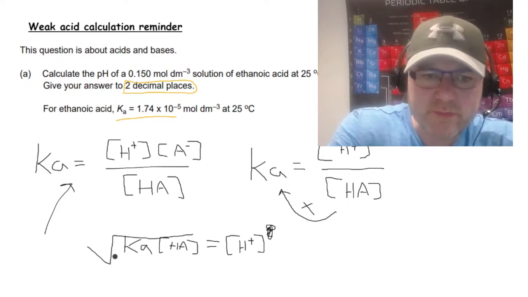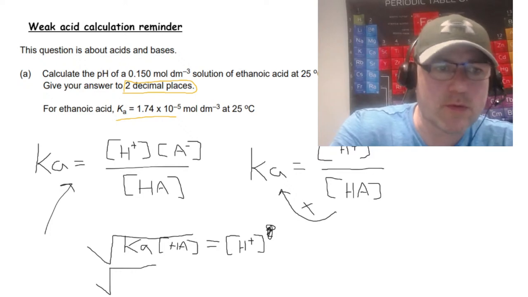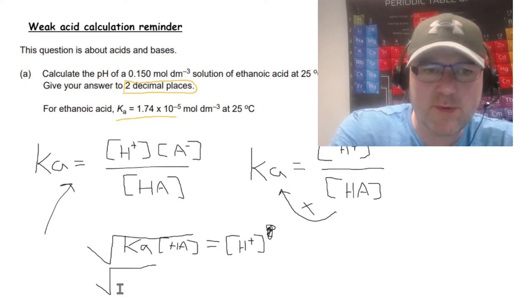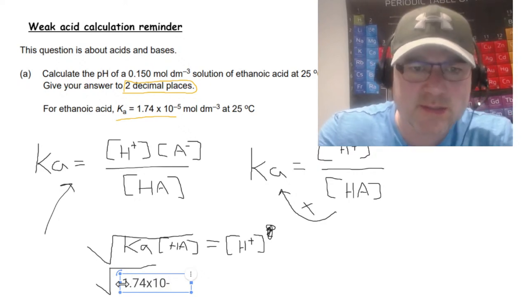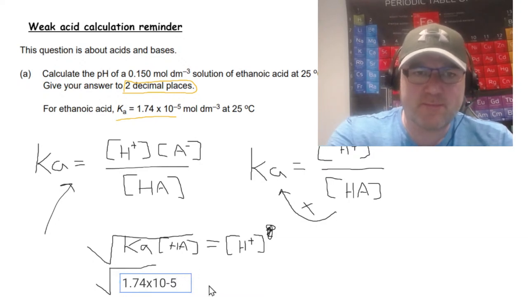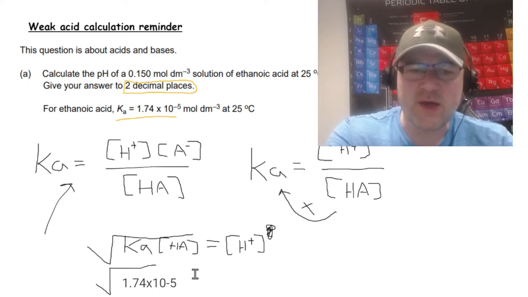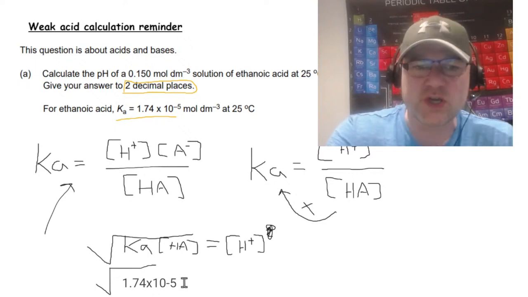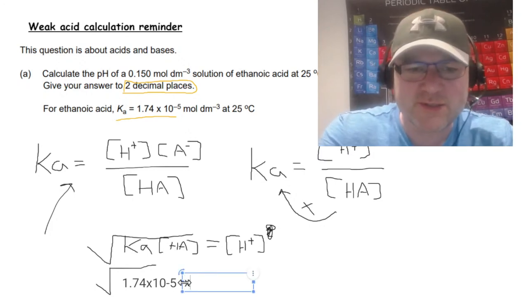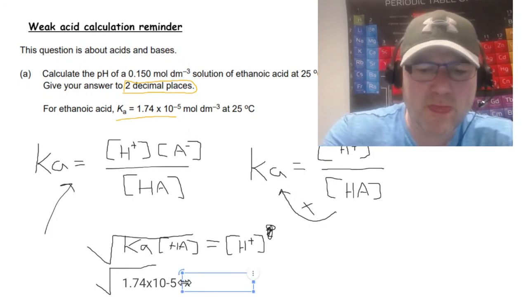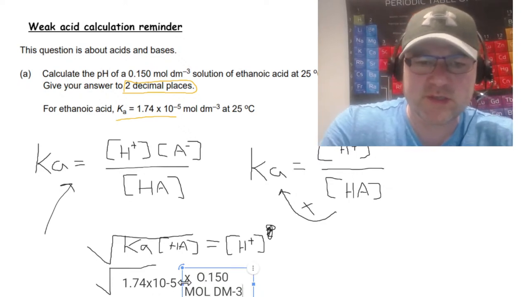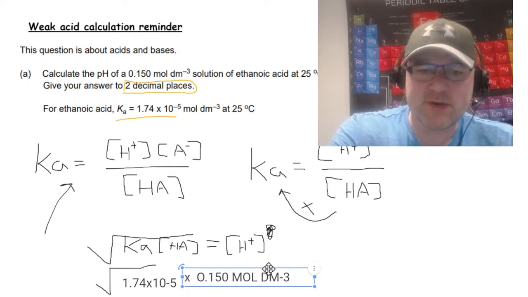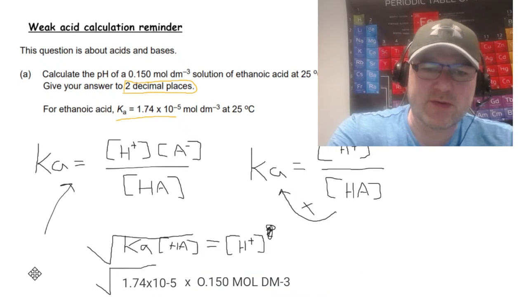So I want to square root the Ka, which is 1.74 times 10 to the minus 5. That's ethanoic acid's Ka. You get used to seeing that a lot, because at room temperature you're going to have loads of questions where you're using that Ka. And we're going to times that by 1.50 mol dm minus 3, and then square root that answer.